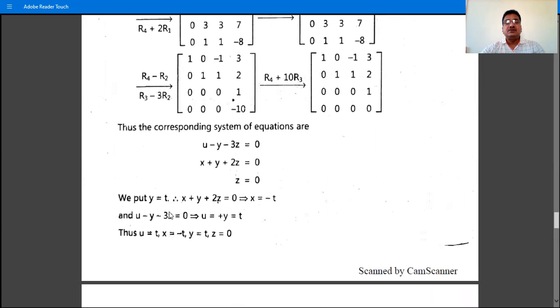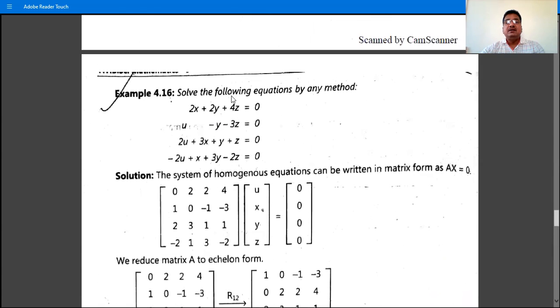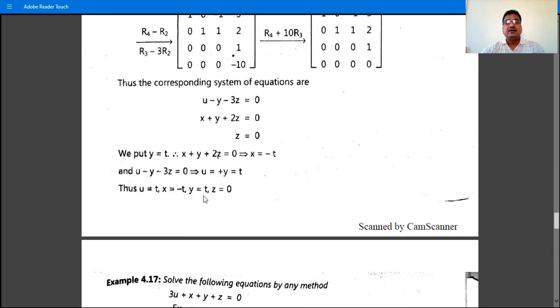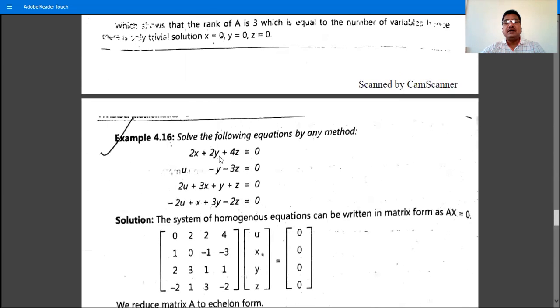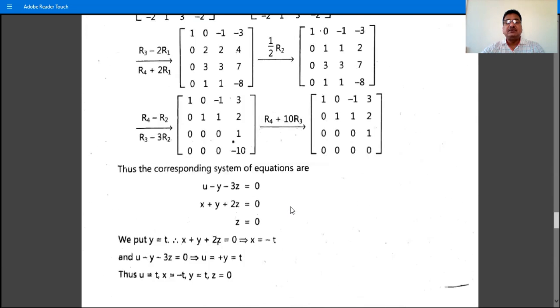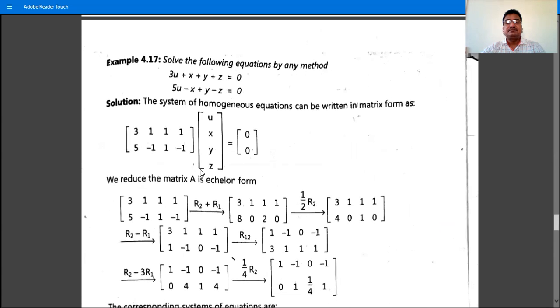We can also verify the solution by substituting these values in the equations. We observe that all the equations are satisfied by these x, y, z and u. If we substitute x, y, z, u in these equations, then all the equations are satisfied by these values. So we can also verify your answer.